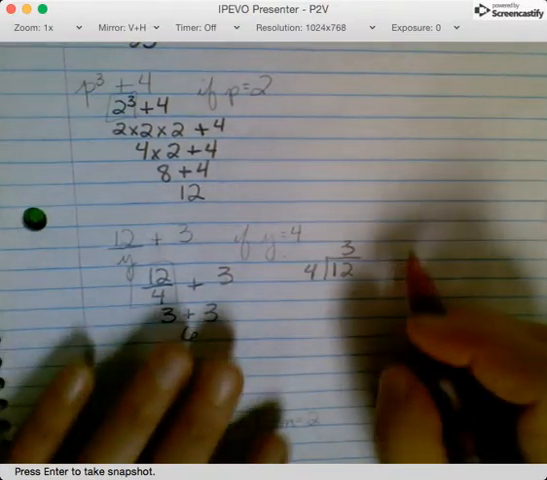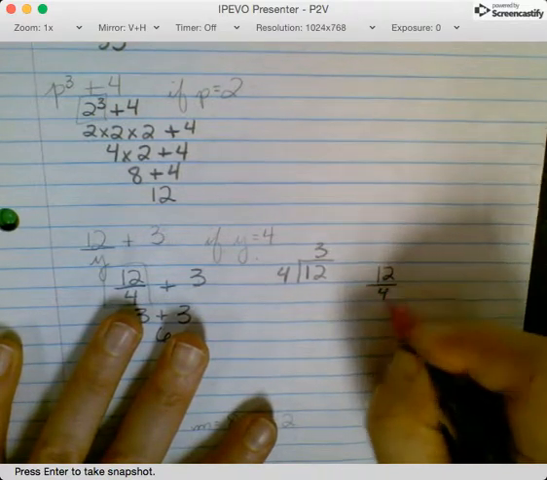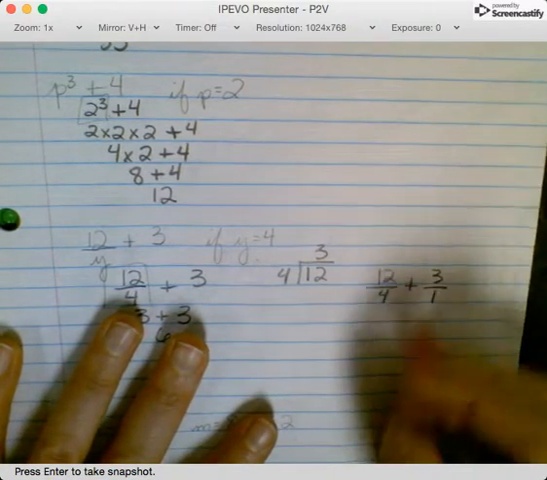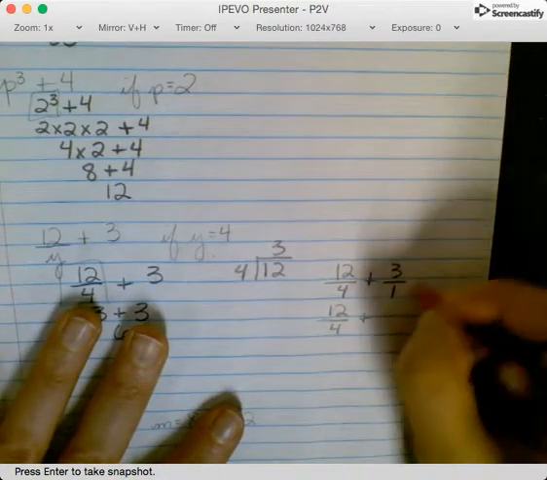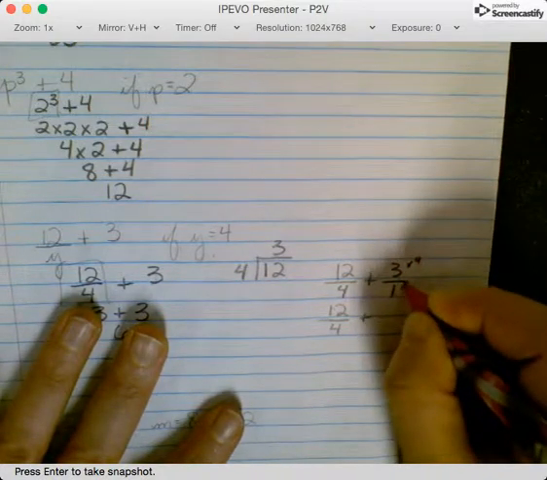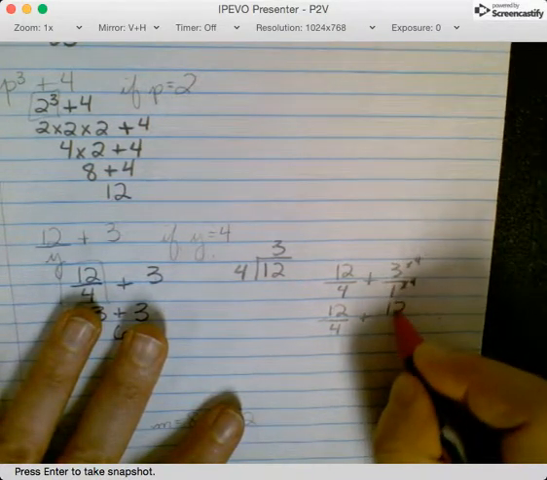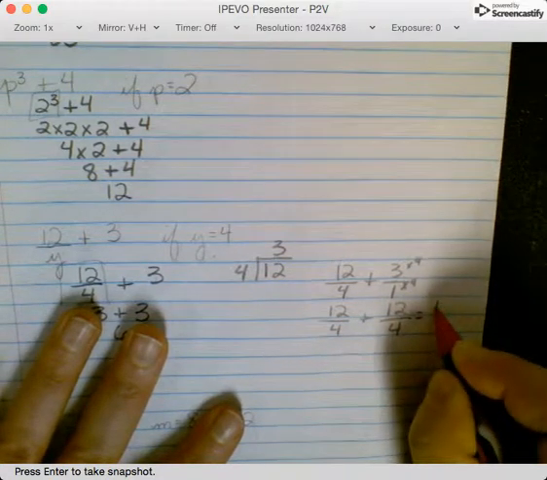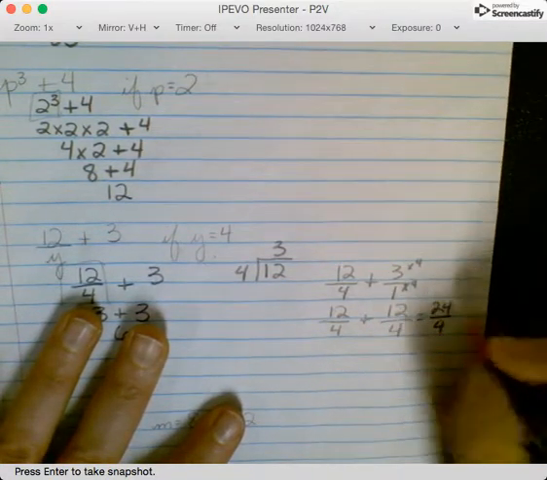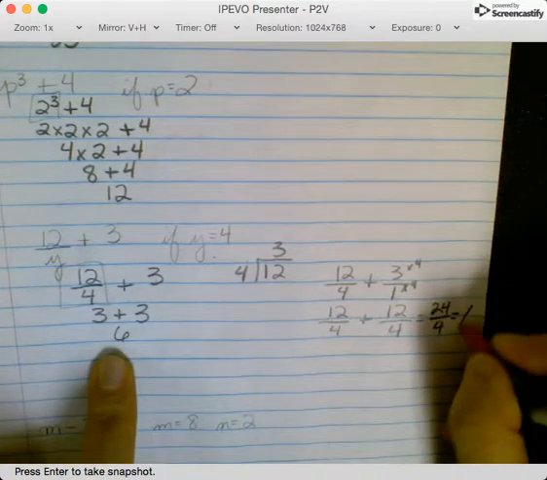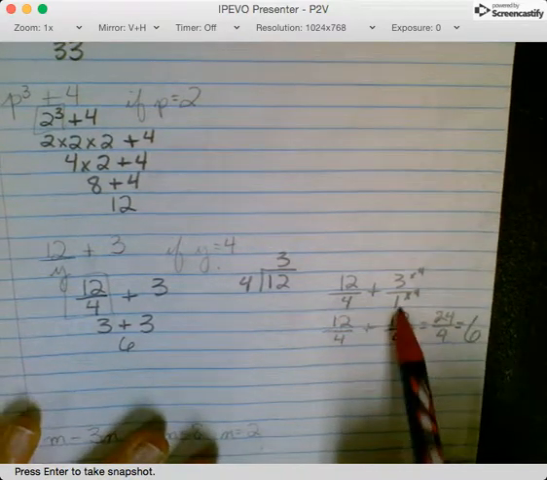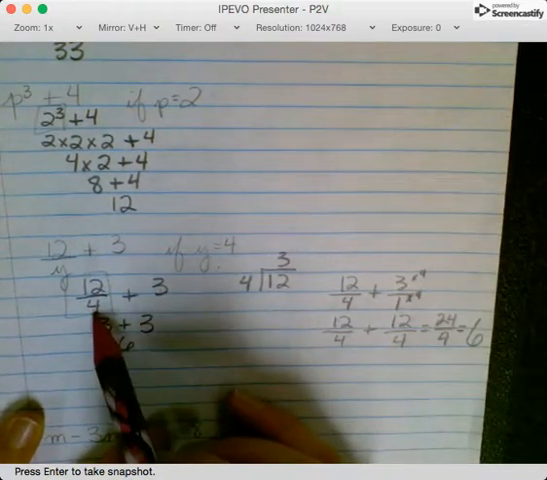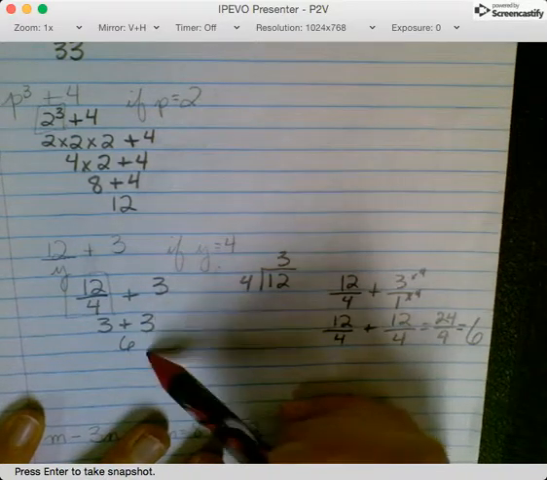Now if I did it the other way, if I went ahead and did 12 over 4 plus 3 over 1, then I could do 3 times 4 and 1 times 4, which is 12 over 4, so 12 over 4 plus 12 over 4 is 24 over 4, and if you divide 24 by 4, you still get the same answer, 6. So either way, whether you did it using fraction addition or whether you reduce this first and then added, you're going to get the same answer.